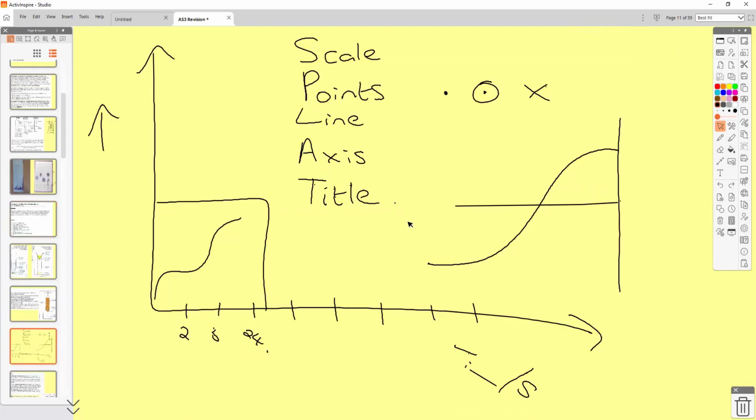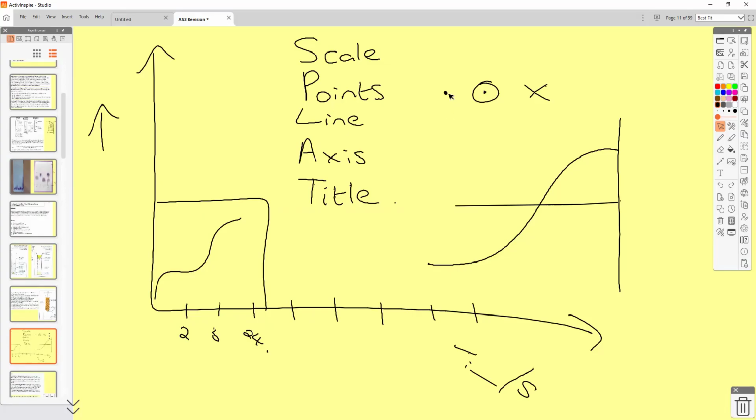Okay, if you are having to draw a graph, remember SPLAT. Scale is really to do with the scale along the bottom. So you have 2, 4, 6, 8, 10. Each of these spaces needs to equate to the same value of whatever it is at the bottom. You can't go 2, 5, 24, 48. And the same up the side. Also, the scale is to use most of the graph paper. Don't draw a little graph down at the bottom left-hand corner. Try and use most of the graph paper.